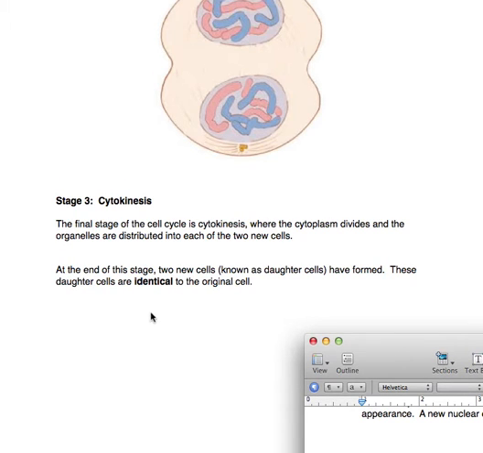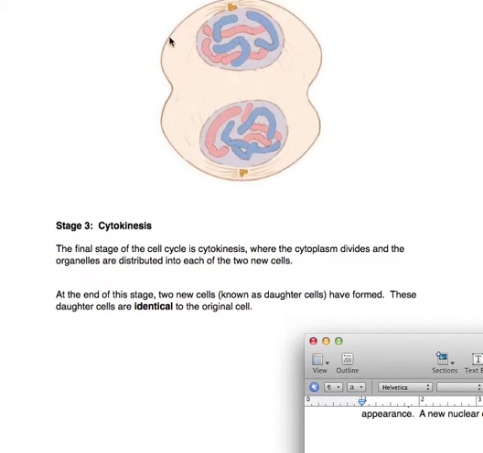And they're identical to the original cell as far as their DNA makeup is concerned. It is possible that one side of the cell, one daughter cell gets more of one type of organelle than the other. It doesn't always happen perfectly evenly, but they have the exact same DNA, so they're going to have the same information to carry out whatever the cell needs to do.